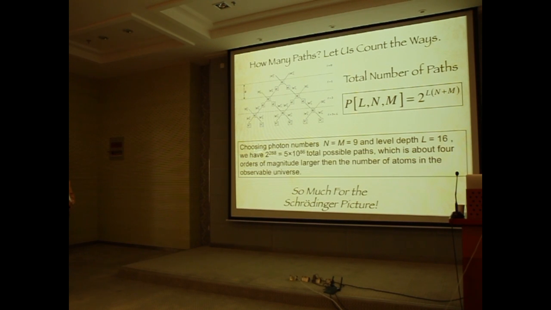So just to give you an example, if you have 9 photons, it's 16 levels deep. There are 5 times 10 to the 86 total possible paths that poor Brian has to add up by hand in order to get the answer that I would like for just this machine, which is 4 orders of magnitude larger than the number of atoms in the observable universe. So much for the Schrodinger picture.